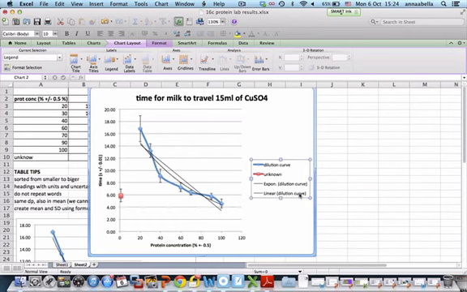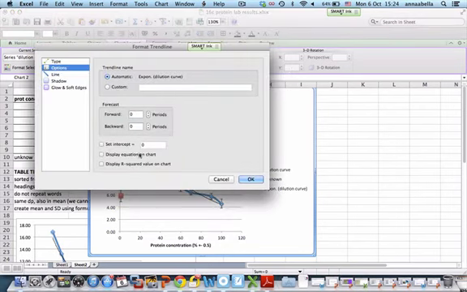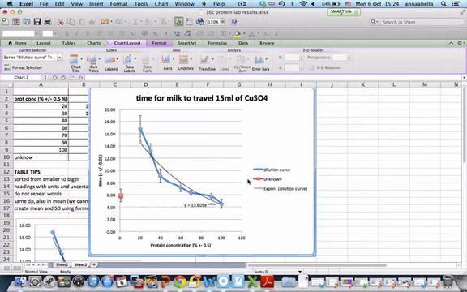Sorry, that didn't work properly because I wasn't on top. I have to be on top of the exponential trend line, and then go to the options, and now it's not going to ask me, and I'll display the equation. Okay, now the equation, because it's an exponential one, will come as exponential.